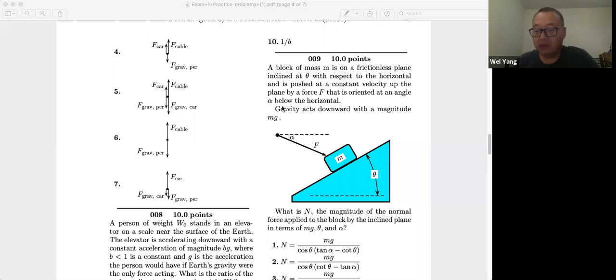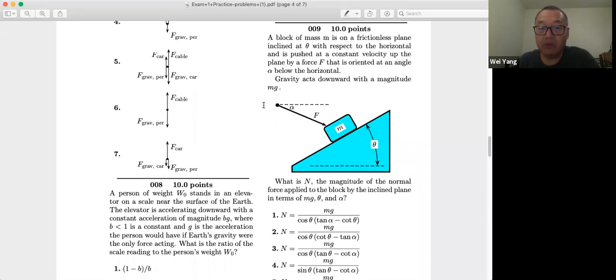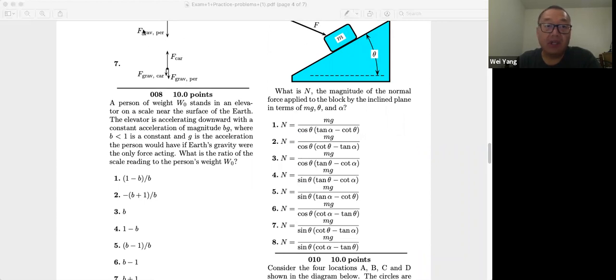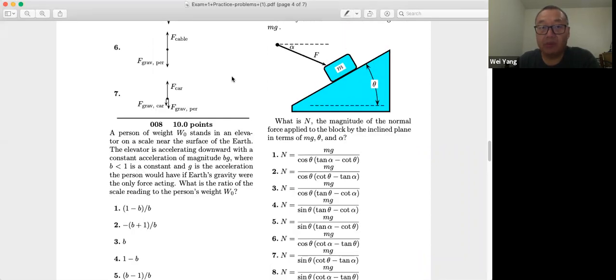So they give you 8 choices. Among these 8 choices, some are divided by theta, some divided by cosine theta, some divided by sine theta. Okay, so now let's see how we can solve this problem.